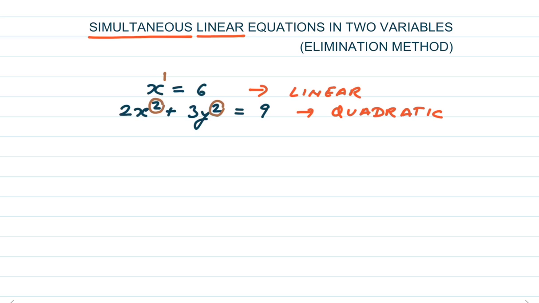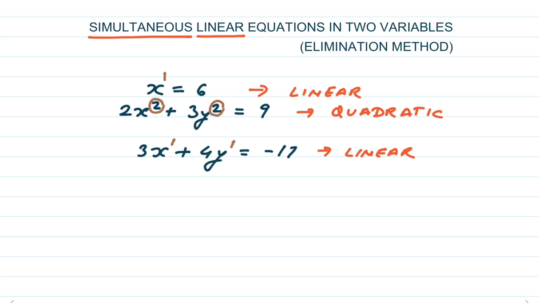Take another example, say 3x plus 4y is equal to negative 17. Now, observe the power of x, which is 1. The power of y is 1. So, the highest power in this equation is 1. So, this equation is, first of all, a linear equation in two variables, x and y.